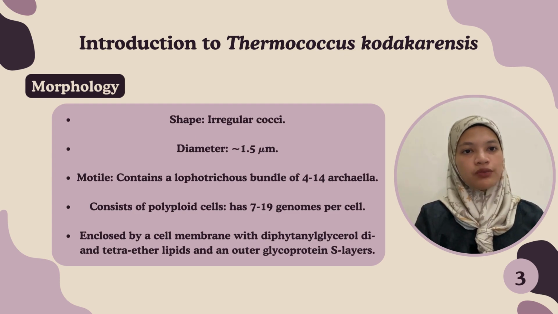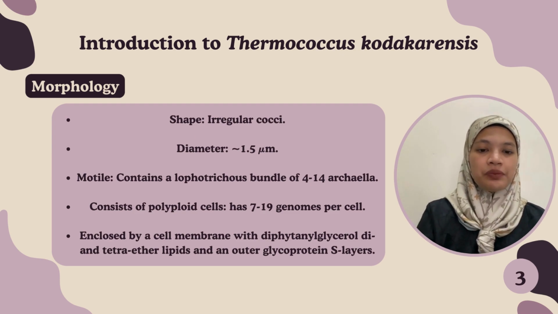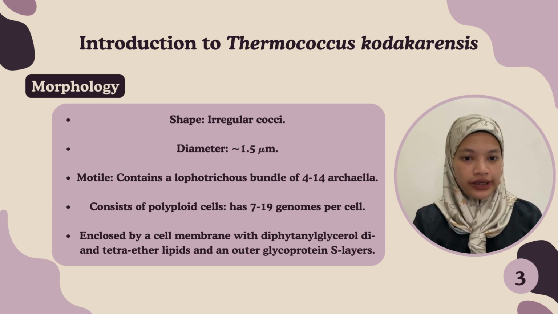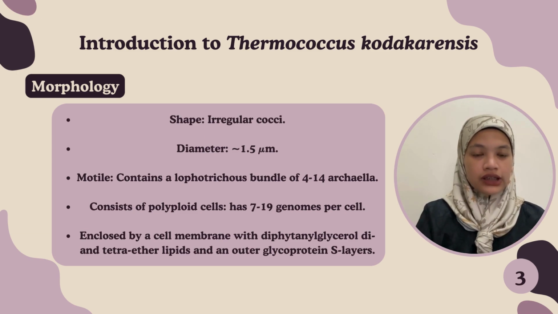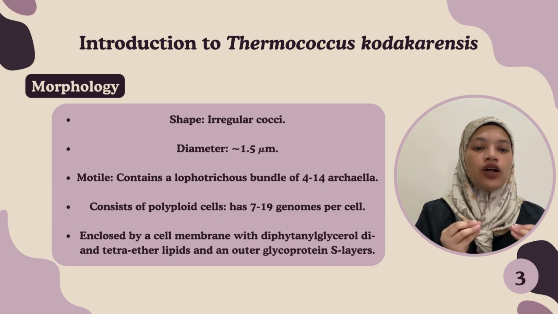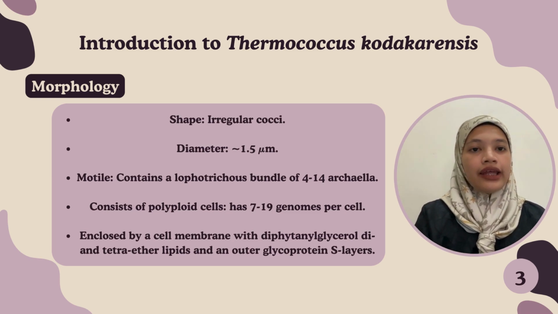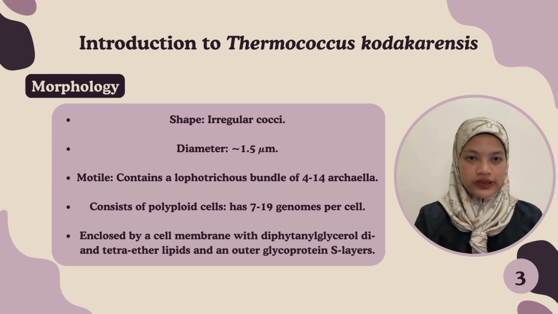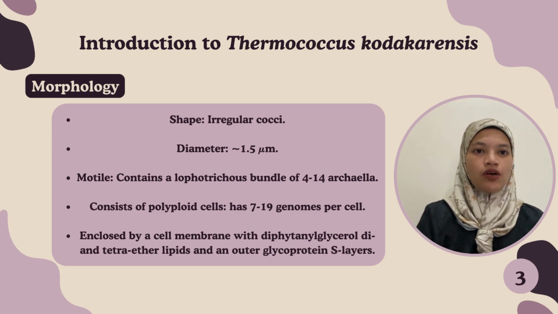For the introduction to Thermococcus kodakarensis, the morphology. Firstly, the shape is irregular cocci. The diameter is around 1.5 micrometers, and it is motile since it contains a lophotrichous bundle of 414 archaea flagella. And next, it consists of polyploid cells, which basically have around 7 to 19 genomes per cell.